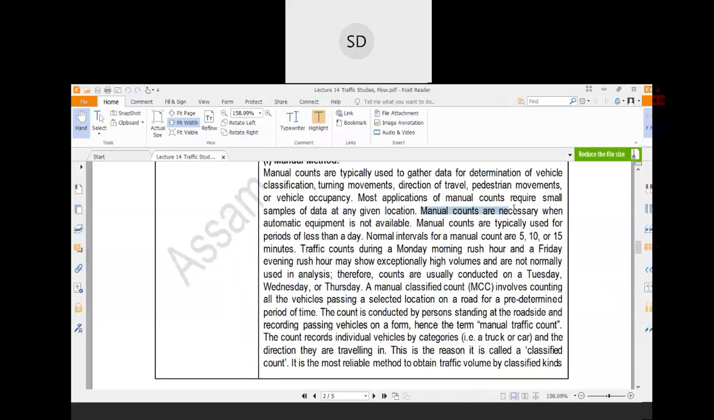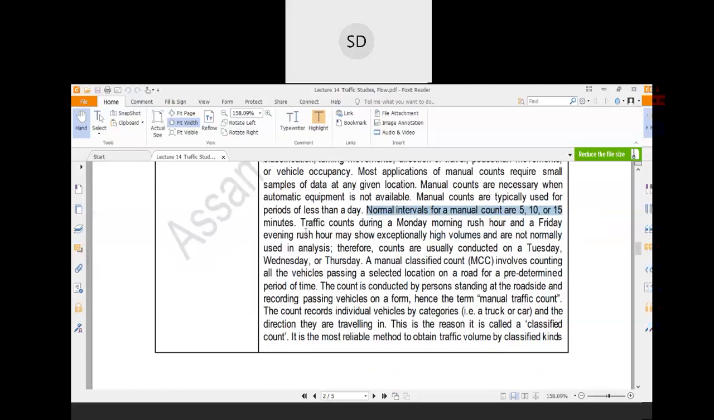Now, manual counts are necessary when automatic equipment is not available. Manual counts are typically used for periods less than 1 day, and normal intervals for a manual count are 5 minutes, 10 minutes or 15 minutes. That is, within an hour you can decide for the manual count for 5 minutes time or 10 minutes time or 15 minutes time.